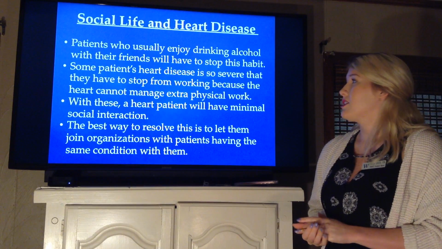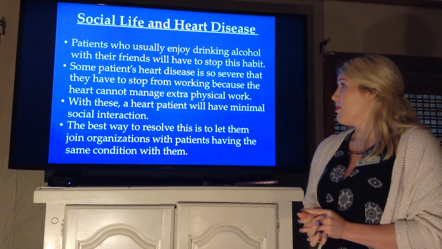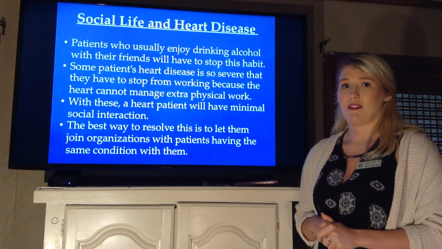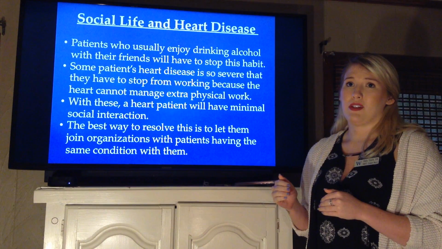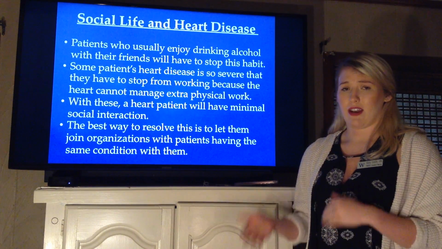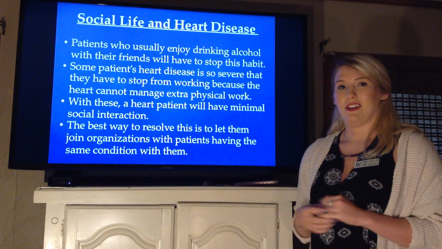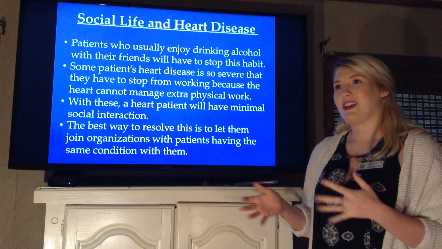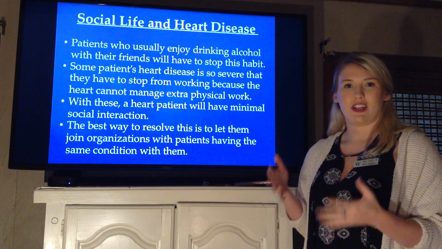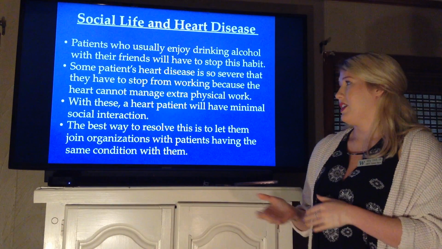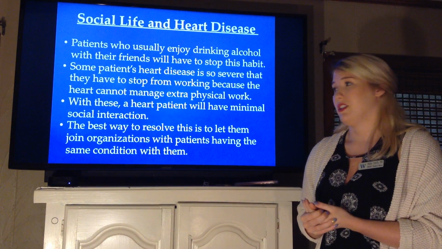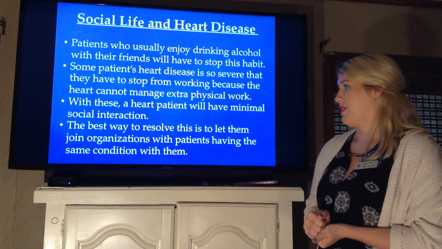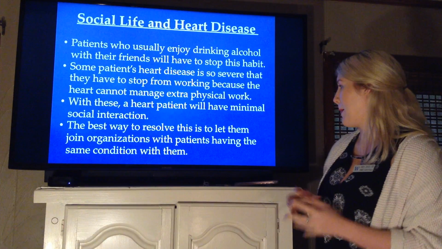Some patients' heart disease is so severe that they actually have to stop working because their heart cannot manage the extra physical work. This can also be a damper on the family, because if this person was the income provider of the family and now they have to cut back, that might stress things out a little bit more. If they have to stop drinking and smoking and aren't used to that, it could cause depression because now they don't have very much social interaction. The best way to resolve this is to let them join organizations with patients having the same conditions that they have.